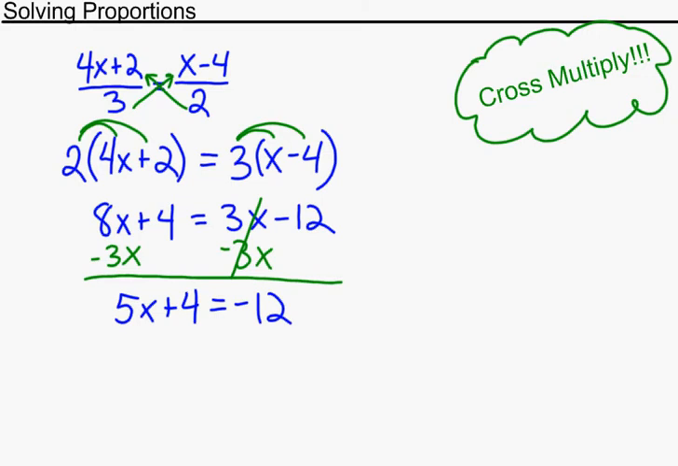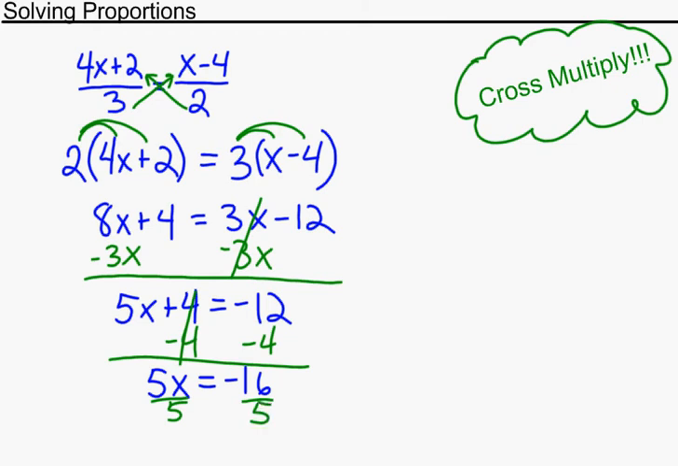You're going to subtract 4 from both sides, which leaves me with 5x on the left-hand side and negative 16 on the right-hand side. So when I divide by 5 and divide by 5, my final answer is x equals negative 16 fifths.